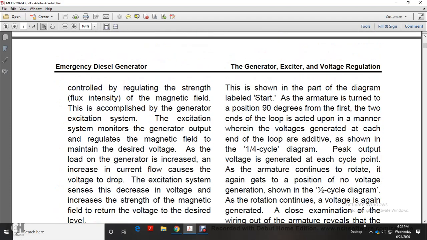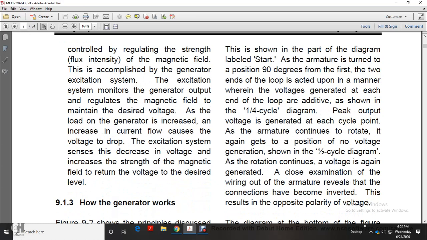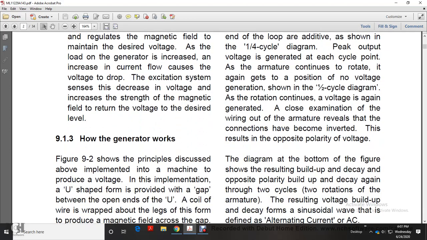This is shown in the part of the diagram labeled A. The armature is then turned to a position 90 degrees from the first. The ends of the loop are acted upon in a manner where the voltages generated at each end of the loop are additive, as shown in the quarter cycle diagram. This is the peak output voltage generated each cycle. The armature continues to rotate and again reaches a position with no voltage generated, shown in the half cycle diagram. As rotation continues, voltage is generated again. A close examination of the wiring of the armature reveals that the connections have been inverted. This results in the opposite polarity of the voltage.